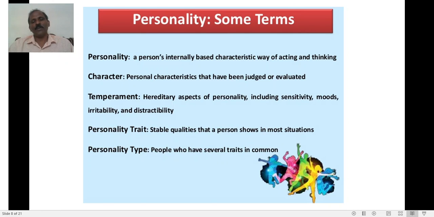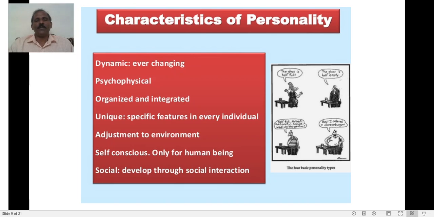Then personality type: people who have several traits in common are called a type of person. Then characteristics of personality: it is dynamic, ever changing. Since personality is ever changing, it is subject to change; you can change your personality and develop. Then psychophysical: personality includes both physical as well as psychological aspects, so it is a psychophysical setup or system. Then organized and integrated. Organized means it takes different aspects and they are woven in a particular way, with some logic and rationality, and then it becomes personality. Then unique: the specific features in every individual which make him different from all others.